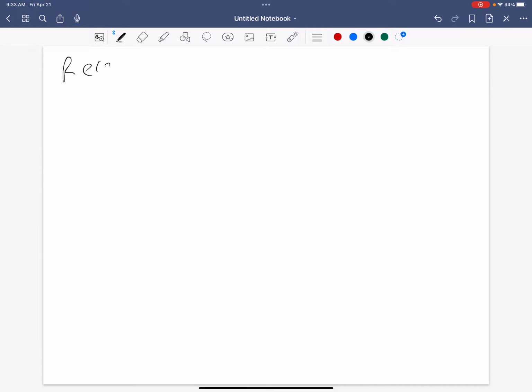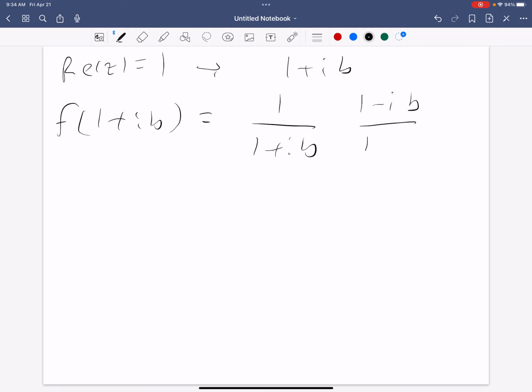All right. So if your real part is 1, that means you look like 1 plus ib. Plug 1 plus ib into my function. Remember, the trick is to multiply by the conjugate. And if you do that here, this cleans up as follows. You'll have a 1 over 1 plus b squared and an i times negative b over 1 plus b squared. Okay, we did stuff like this a while ago. And now note something here.